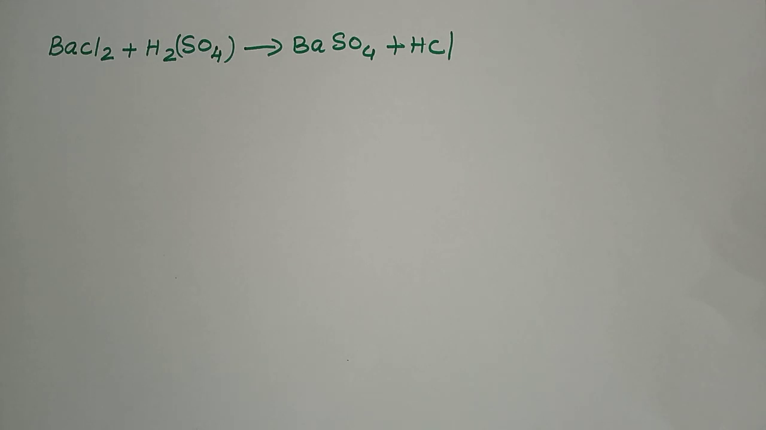For example, hydrogen H2, oxygen O, chlorine Cl, aluminium Al, silver Ag, zinc Zn, copper Cu, like this. These are the molecular formulas of the elements. Understood?